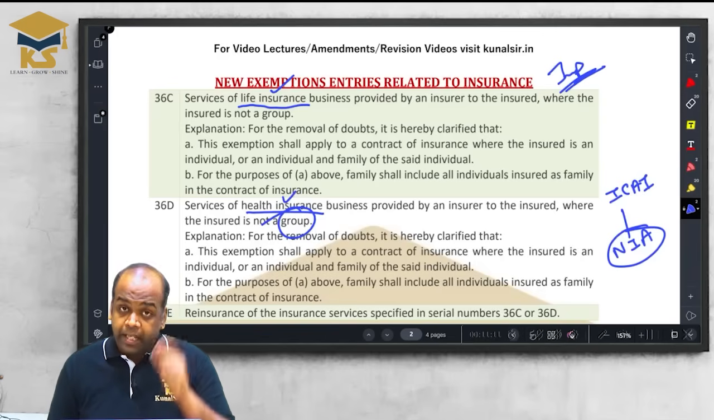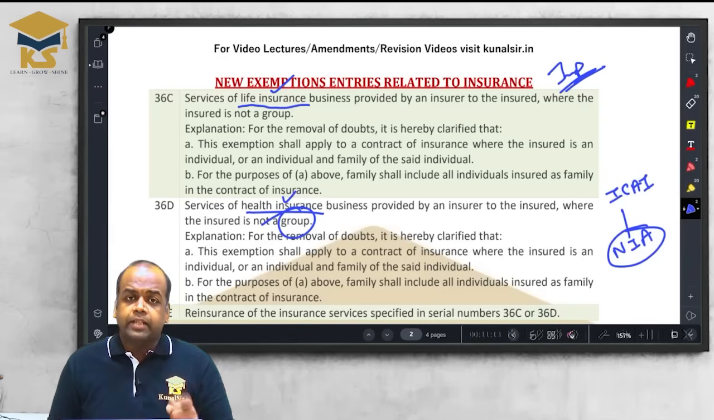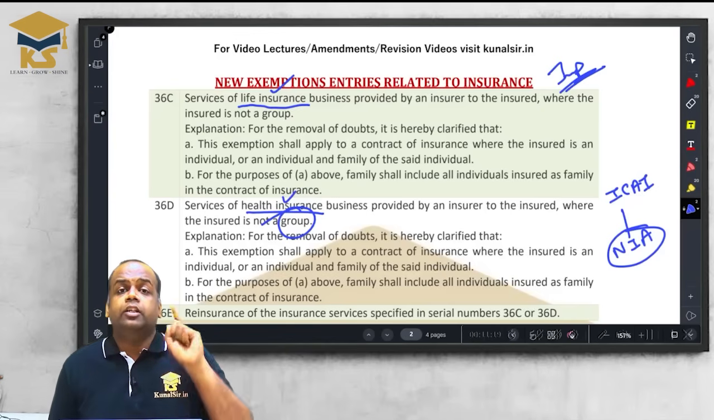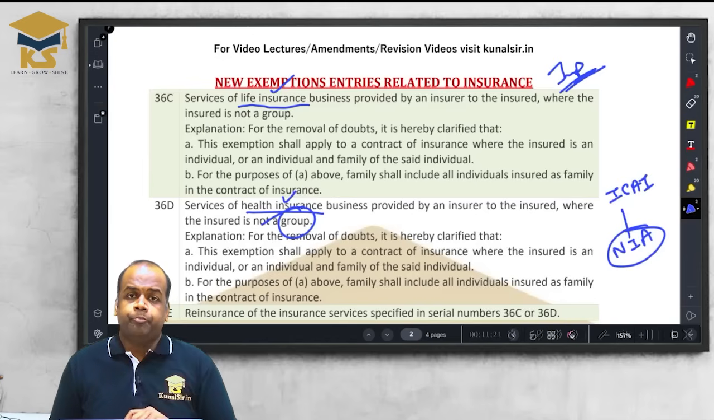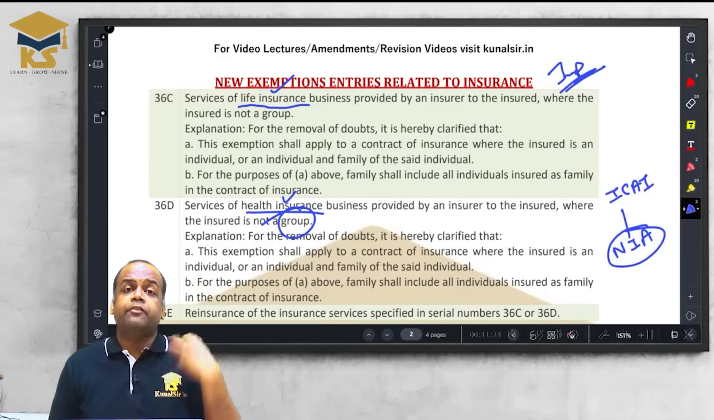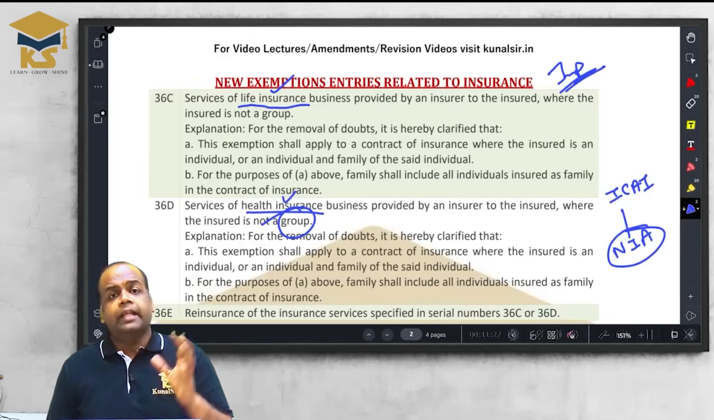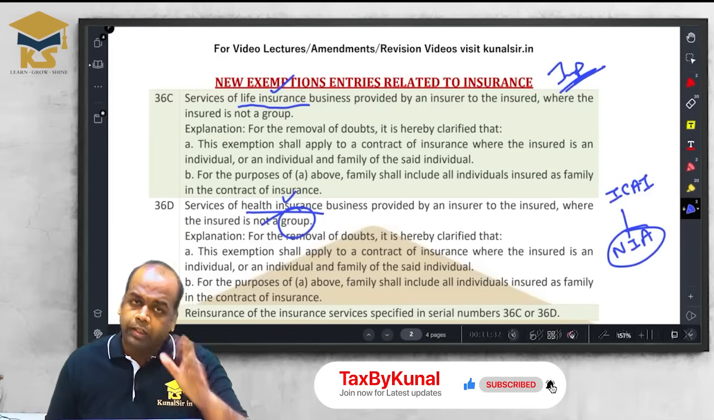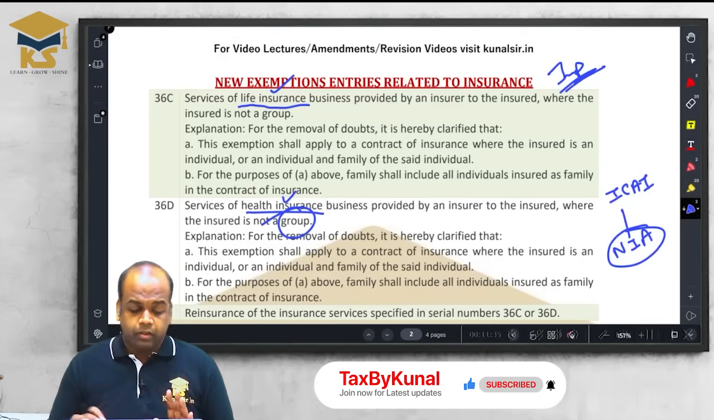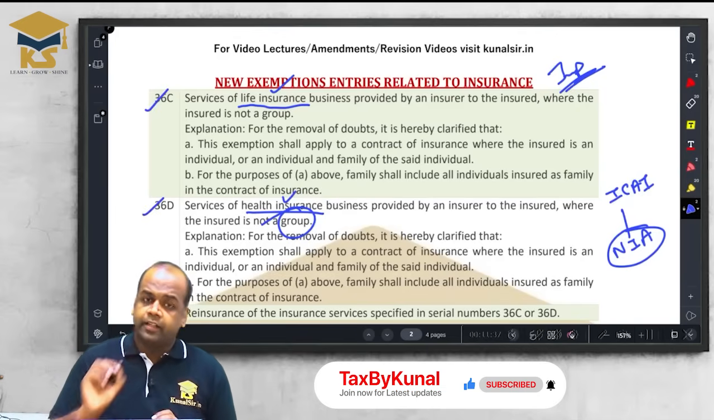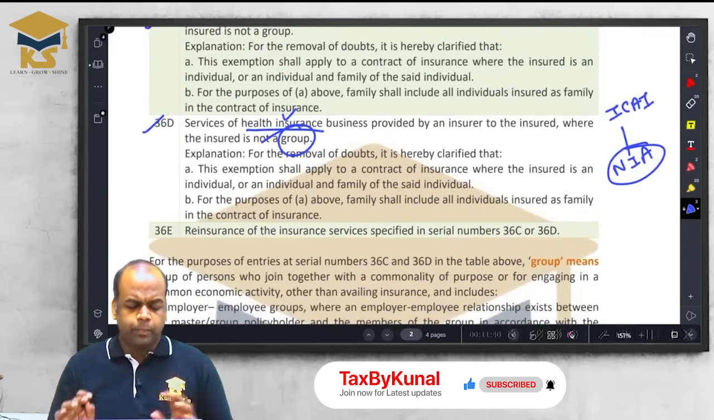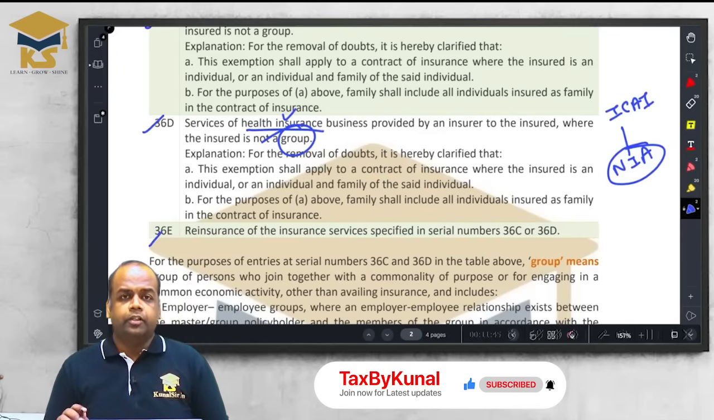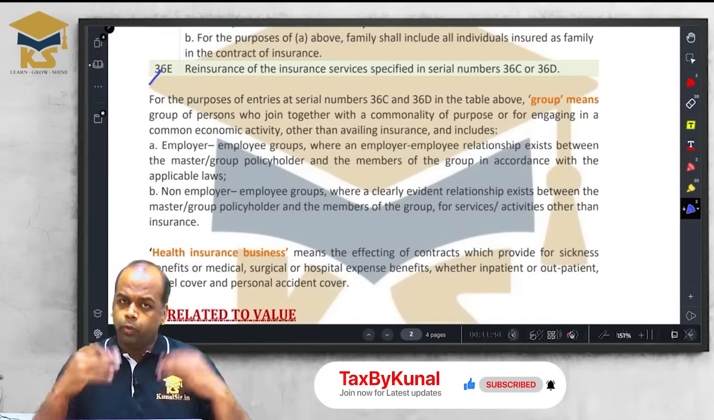So remember friends, in exam, very important, health insurance and life insurance is exempted only if it is not a group. So I have taken insurance for me and my family. Family means spouse and children. Then it will not be treated as group policy. It will be treated as individual policy only. Clear? So entry number 36C and 36D. And 36E, not so important, reinsurance business of these 36C and 36D is also exempted. Okay friends? Then we have a definition of group. I have already explained you.